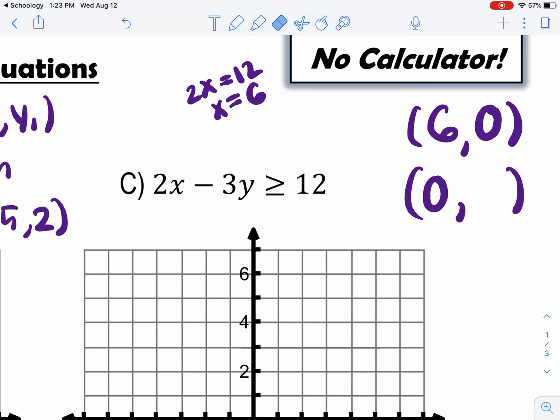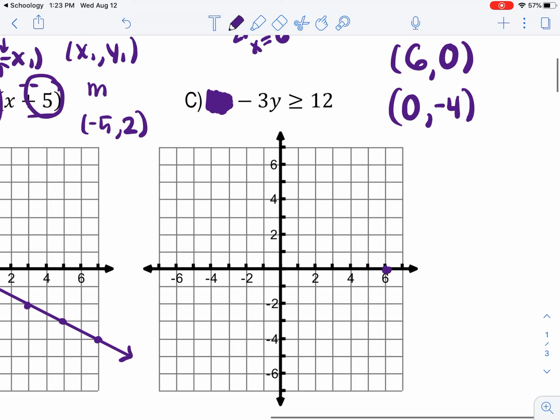Now you can do the same thing to find the y-intercept. You're going to plug in 0 for x and see what you get for y. If you plug in 0 for x, this is gone. Solve that. If it was an equation, you get -4. Now you can graph those 2 points, 6, 0, and 0, -4. And now, since this is an inequality, you have to look at the inequality symbol to see if it is solid, which includes the points, or dashed, which means you don't include the points. So since this is greater than or equal to, it's including those points that are on that line. So you're going to do a solid line here.